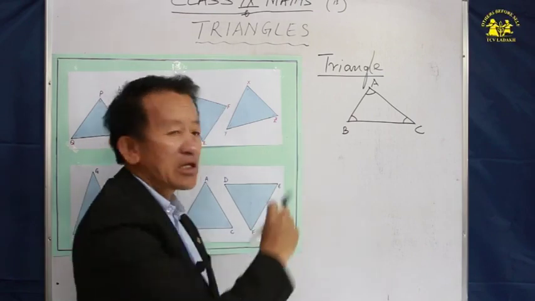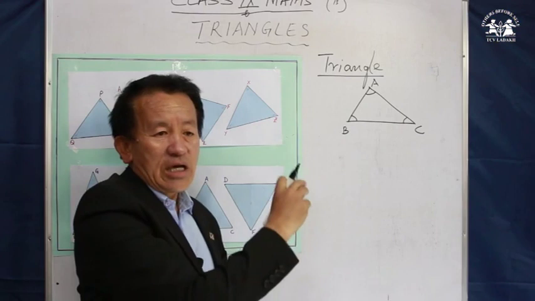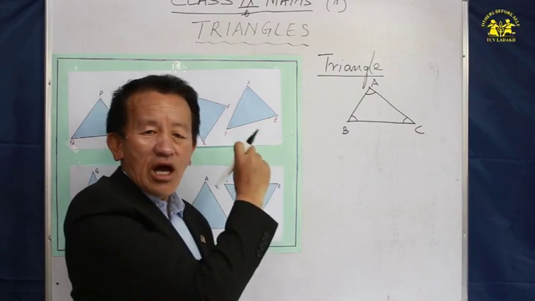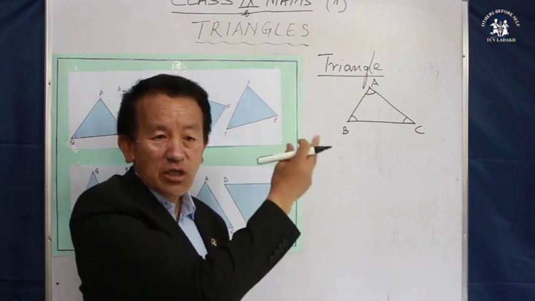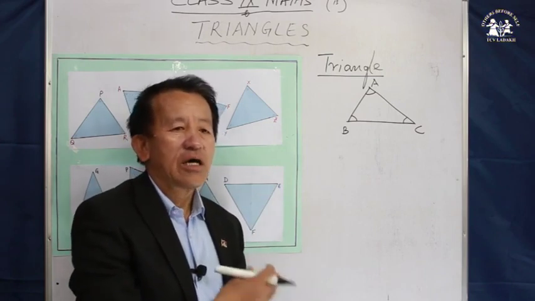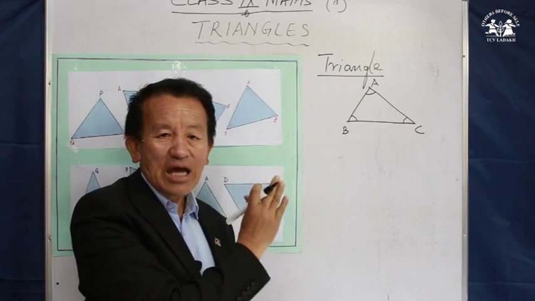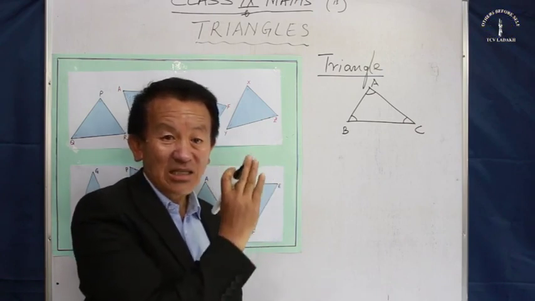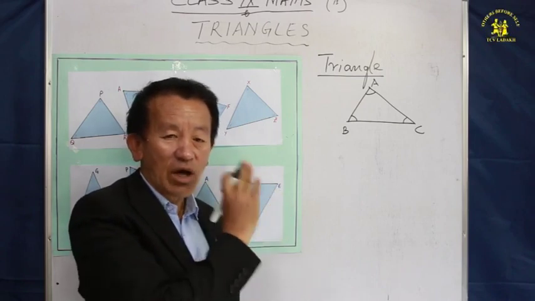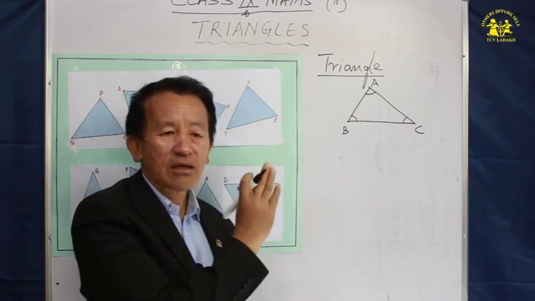Triangles have types based on sides and angles. An equilateral triangle has all sides equal. An isosceles triangle has two sides equal. A scalene triangle has all sides different. If all angles are less than 90 degrees, it is an acute angle triangle. If one angle is 90 degrees, it is a right triangle or right angled triangle, and if one of the angles is more than 90 degrees then it is called an obtuse angle triangle.